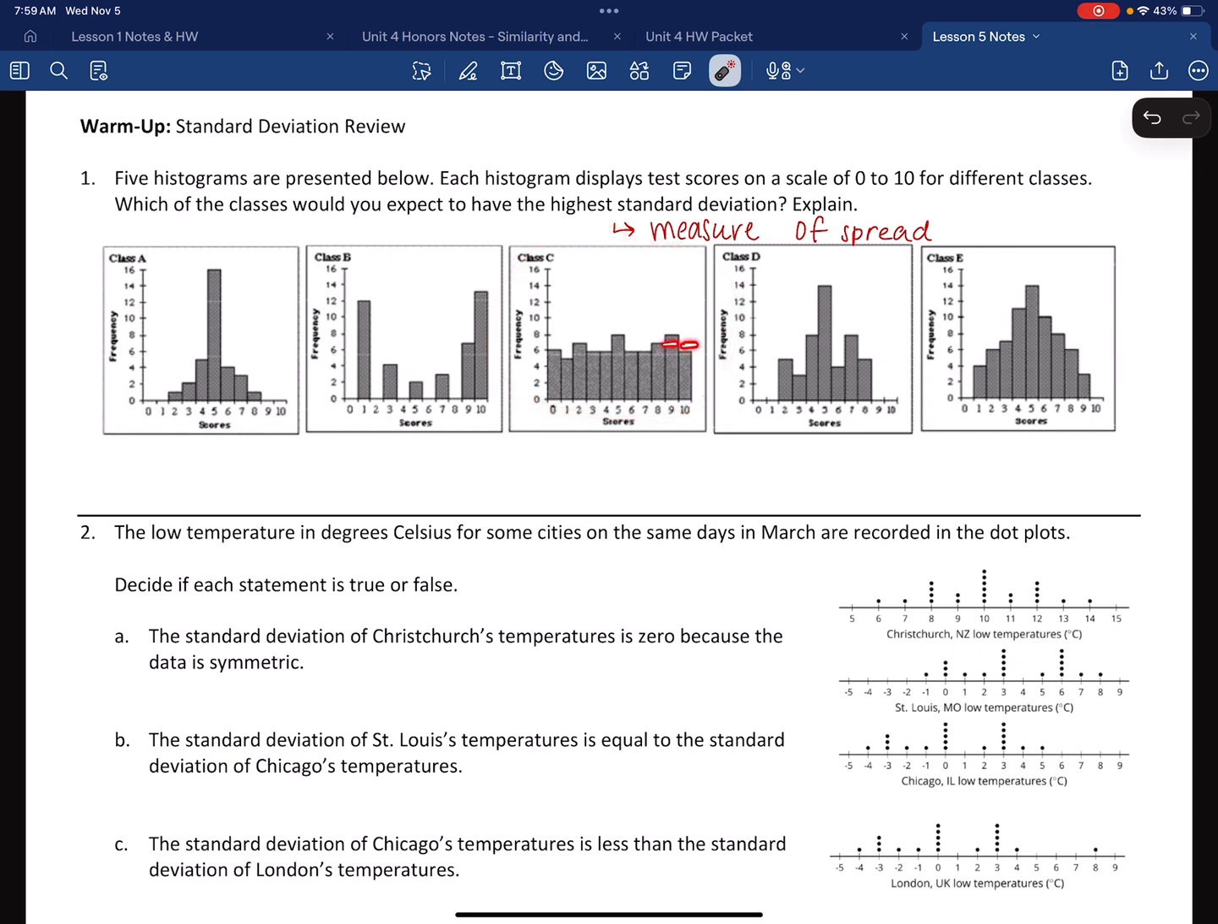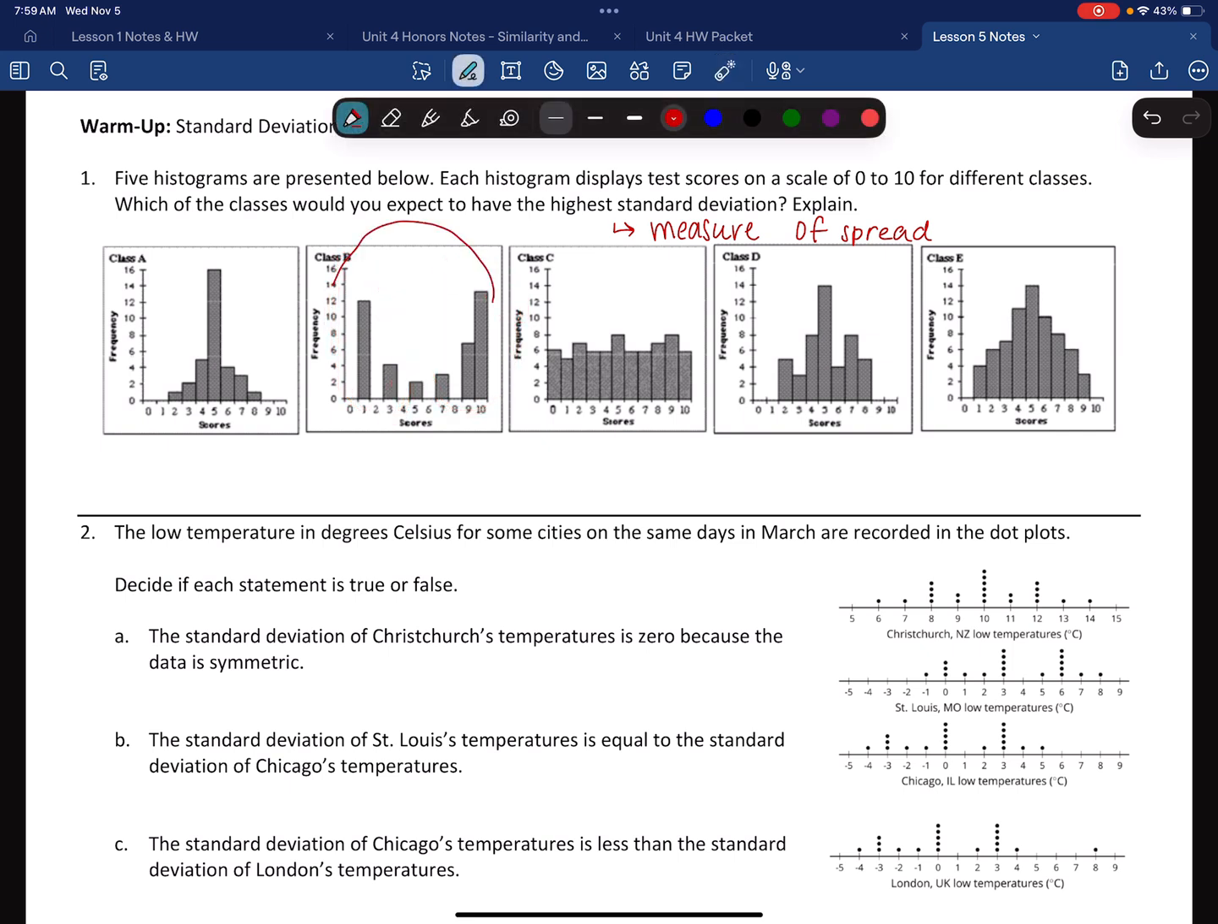C is pretty even across. And then B, we have most of our data on the sides. So B is going to have the highest standard deviation because my data is most spread out from that middle point. Most of our data is on the sides.